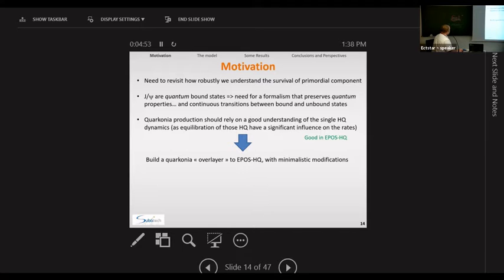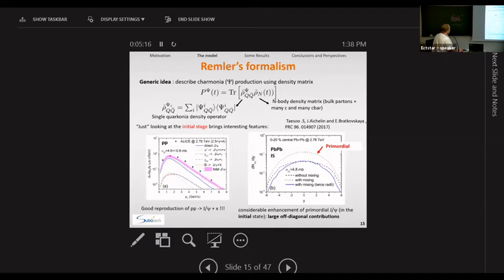And for this, we are in rather good hands, because we have shown over the past years that starting from EPOS4HQ, we have a good agreement as far as the D meson production is concerned, both for the R_AA, the v2 and the v3. So the goal of this project was to build a quarkonia overlayer to EPOS4HQ, just to make sure that at least the third point here is satisfied. And for this, we took inspiration from a work done by Remler in the 80s with a nice collaborator, who was Jörg Aichelin.